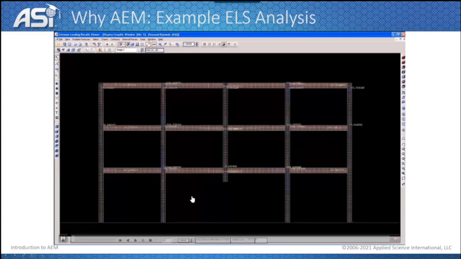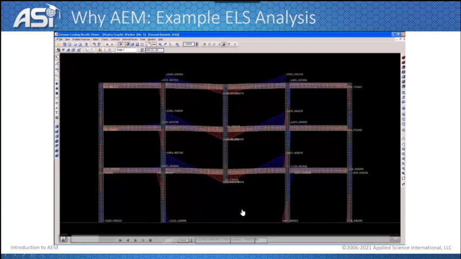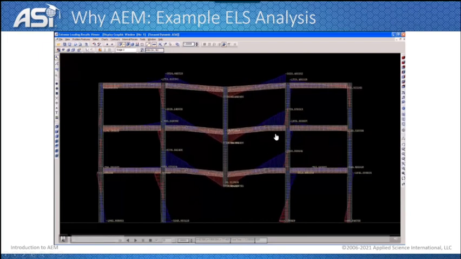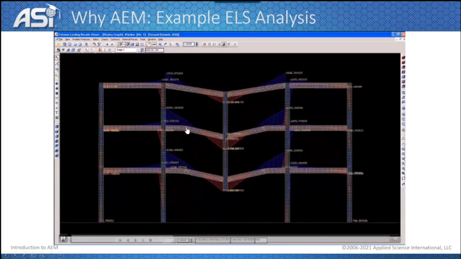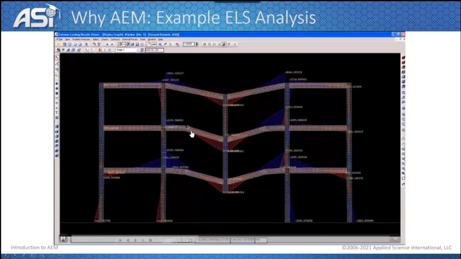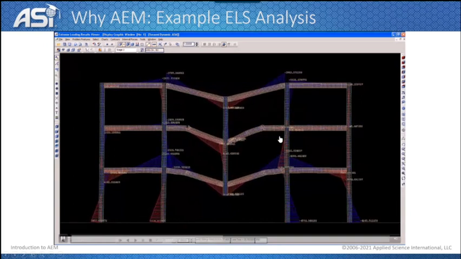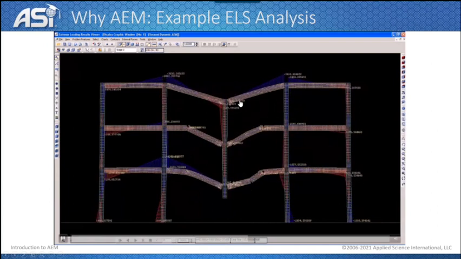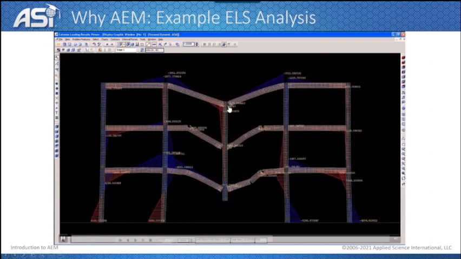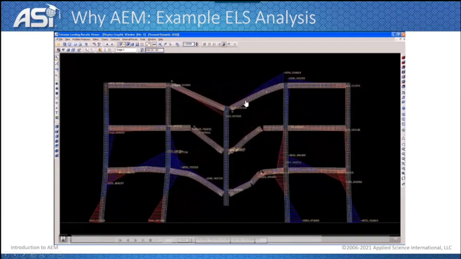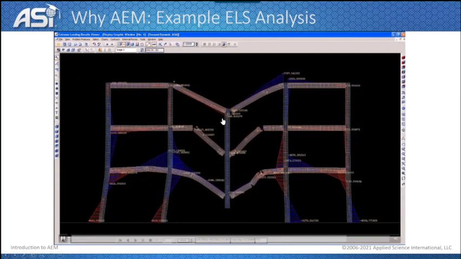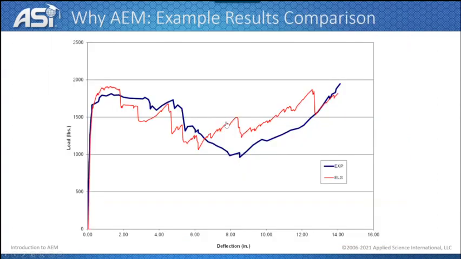So I'm going to play the analysis, and we see here the bending moments on different beams. And we see that the failure happened at the location of the curtailment of the reinforcement at the first and second floor. However, at the last floor, we see that the failure happened at the location where it has a connection with the column.